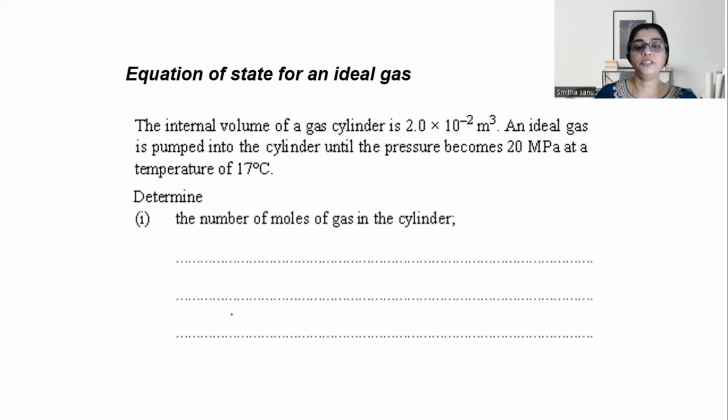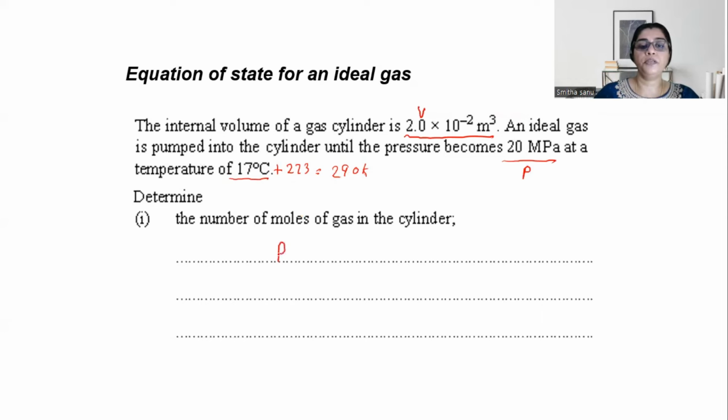Let's do another question, which is a theory one. You are given the volume of an ideal gas pumped into a cylinder until the pressure becomes 20 megapascals. The temperature is 17 degrees Celsius, where you have to remember to add 273, which will be 290 Kelvin. Find the number of moles of the gas in the cylinder.